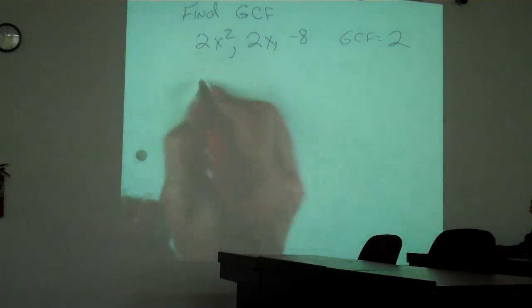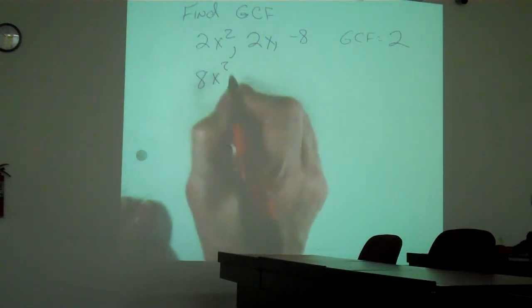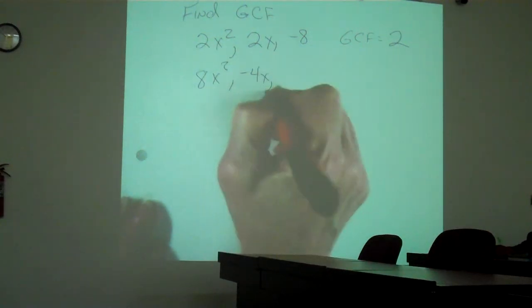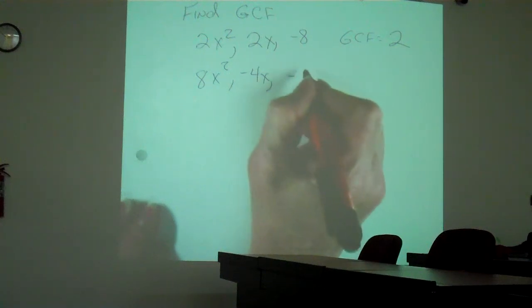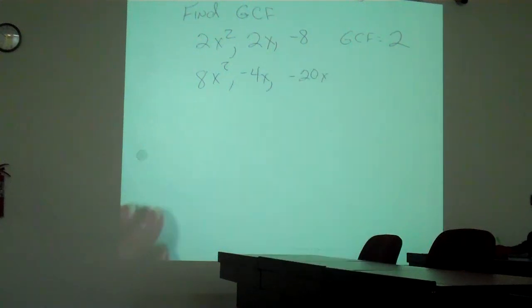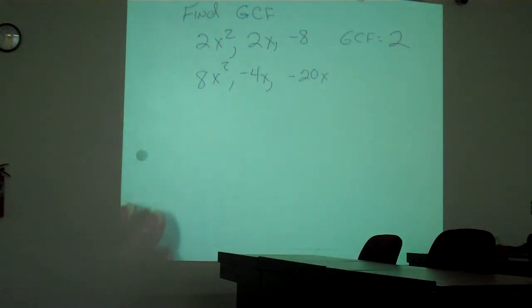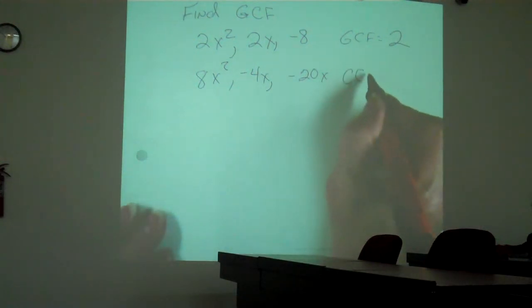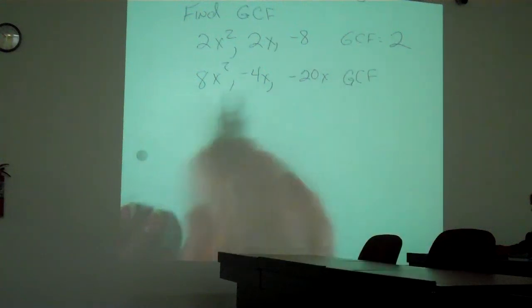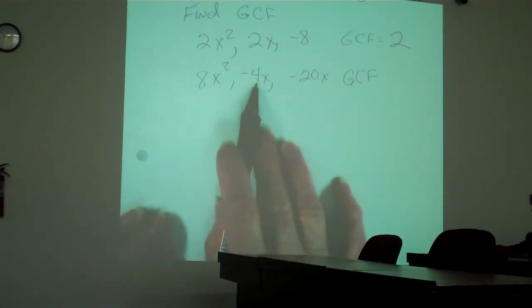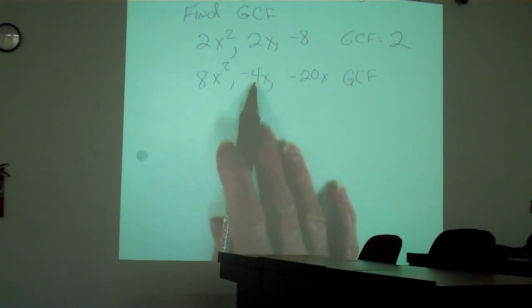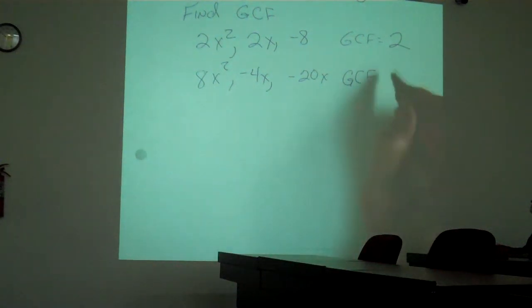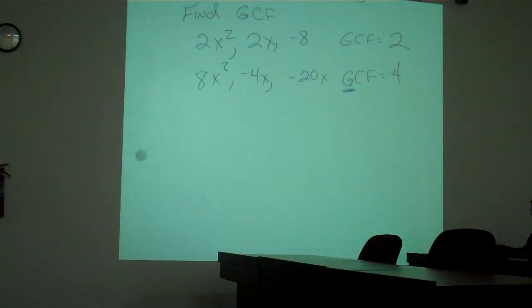Okay, let's do another one. 8x squared, negative 4x, and negative 20x. Okay. In the numbers, what do you see that they all can divide by? 4. 8, 4, and 20, they all divide by 4. They divide by 2 also, yeah, but your greatest one is 4. So make sure you go with your greatest one. So that's why it's a G here, greatest.